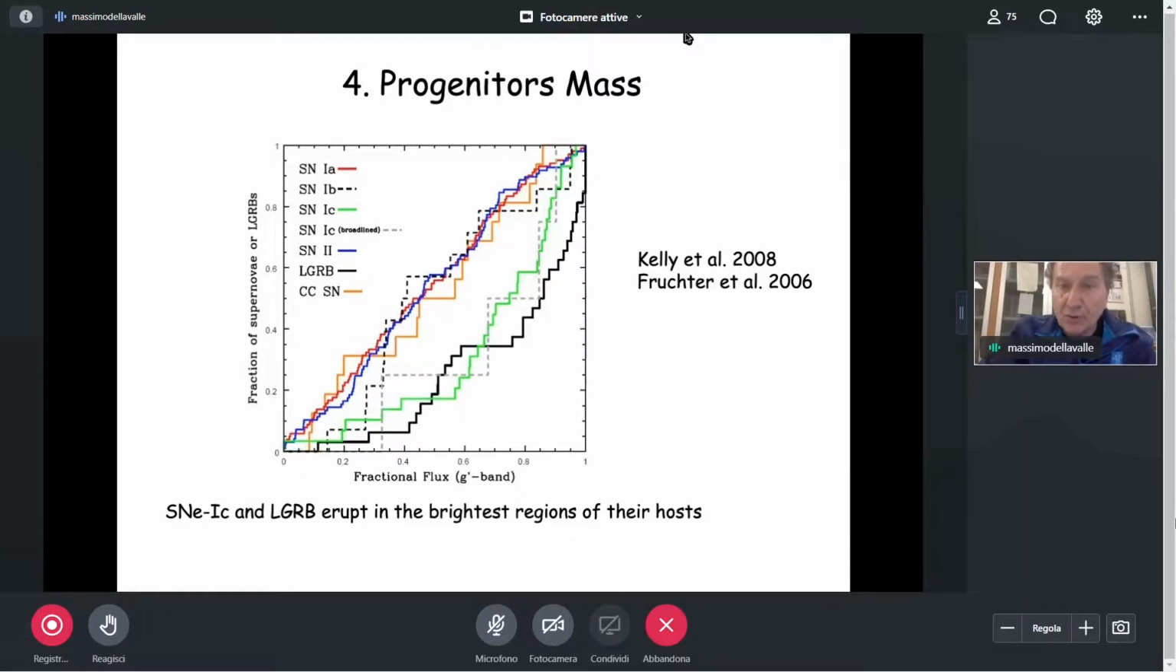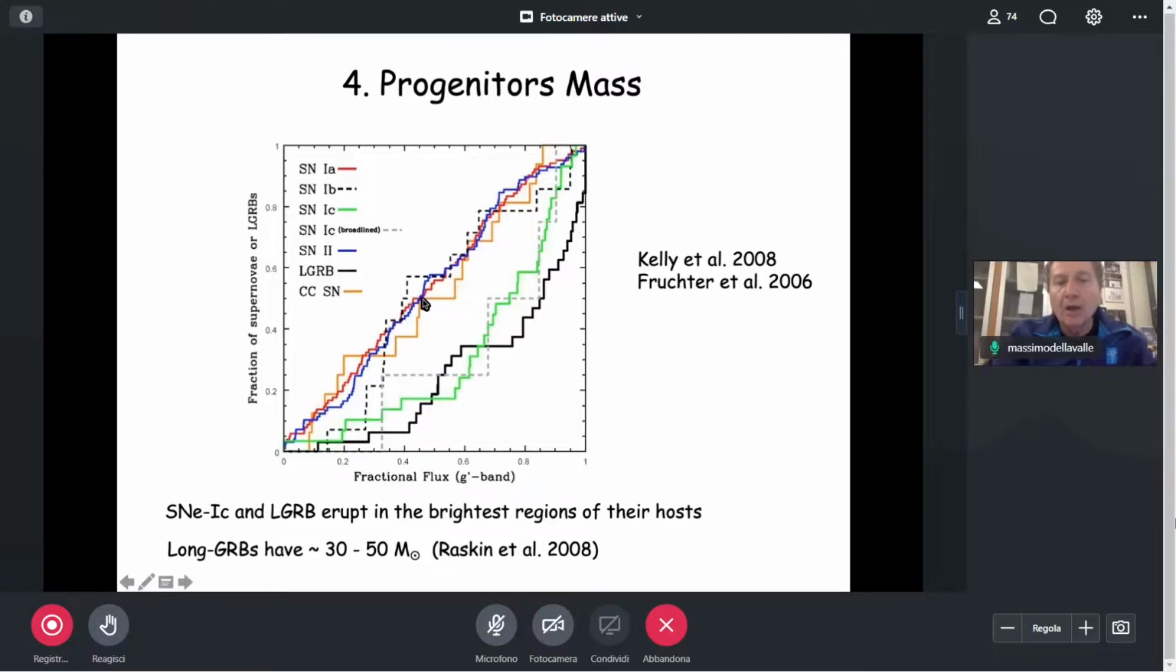And what about the progenitor mass? Okay, I can do that here. Look, for example, at type 2 supernovae. In Y you have the fraction of objects, and in the X axis you have the fraction of light of the host galaxy. So look at the blue track. The 50% of type 2 supernovae basically correspond to almost the 50% of the light of the host galaxies. And this is quite reasonable.